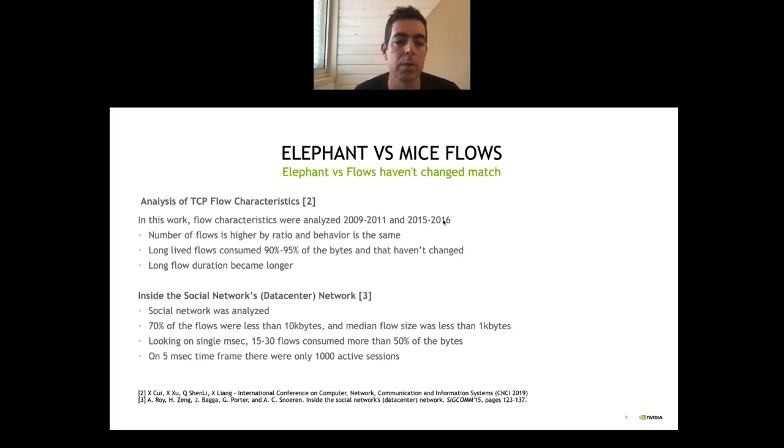And the last one I want to show was done only for social media. And again, we see that most of the flows are short. Here they looked at the millisecond level, and they saw that during a millisecond, only 15 to 30 flows consumed more than 50% of the bytes. So caching can help here for sure.